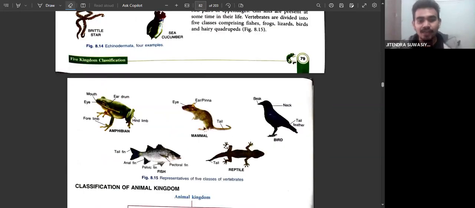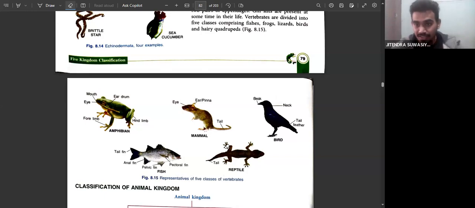Like, see that we have amphibians. Amphibians are animals which can live either in the terrestrial region or in the aquatic region. So we can say that is amphibians. What are mammals? Mammals are organisms which produce offspring, not eggs. If it produces eggs, we can't say that it is a mammal.